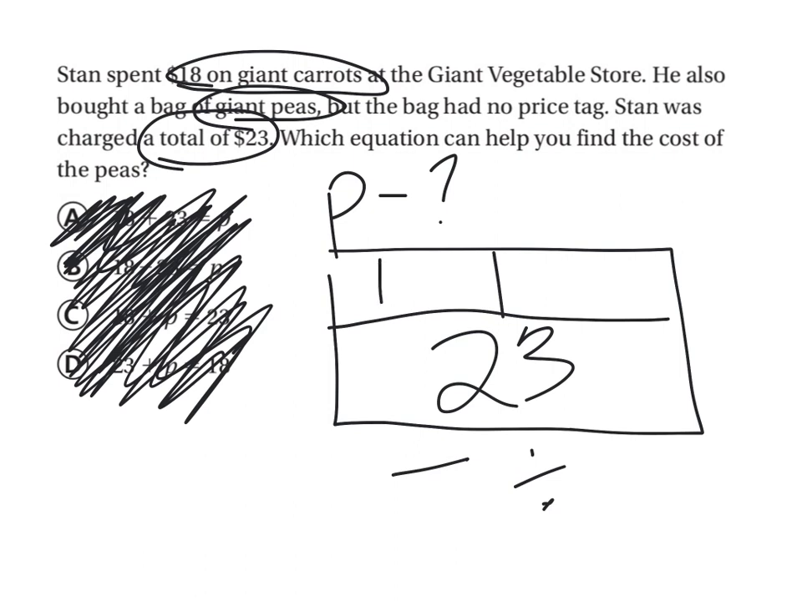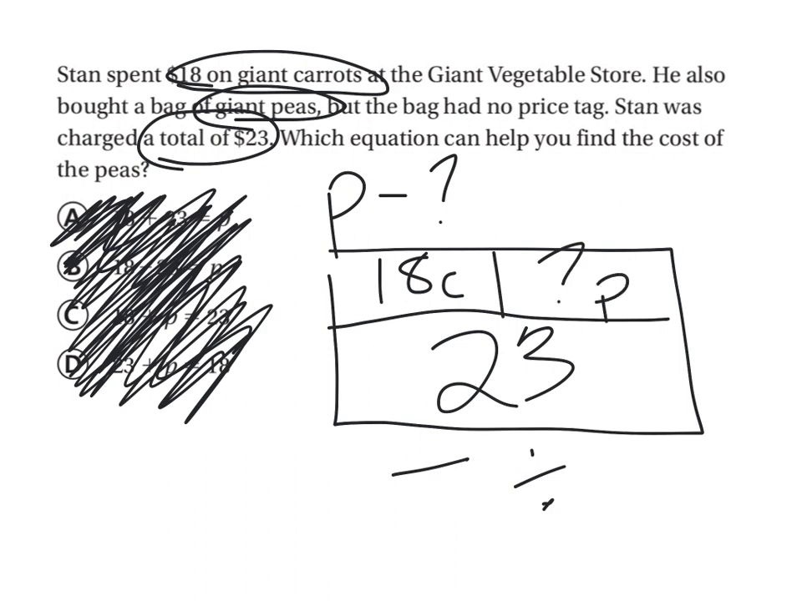I also know that they gave us one of the things in the problem was carrots, another one was peas. Well, they gave us carrots, so I might put a C there for carrots. But I don't know about the peas, so I'm going to put that there.